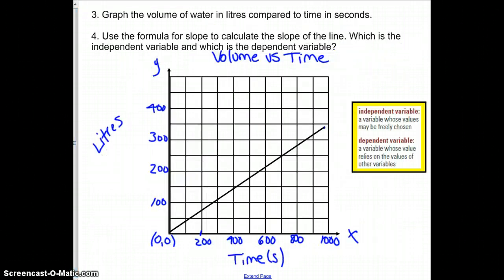So part 3 is to graph the volume of water compared to the time in seconds. And you can go ahead and do that now. When you're finished, please check with my work and make sure they're the same. Note that you have 2 more definitions here to consider.